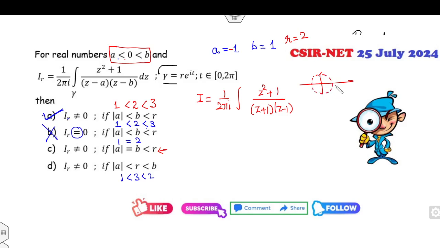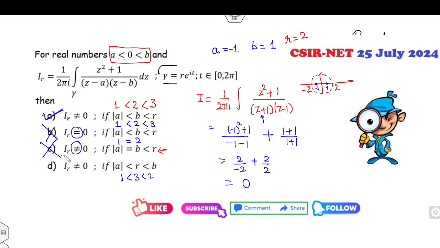So this is my circle. Radius is 2, minus 2. The center is at 0, minus 1 lies inside, 1 also lies inside. So corresponding to this is minus 1. What is the answer of this? Minus 1 square plus 1, and z is equal to 1, it will be 1 plus 1 over 1 plus 1. So what is the right answer of this? 2 over minus 2, 2 over 2. That will be 0. And he said non-zero. So that option is cancelled.